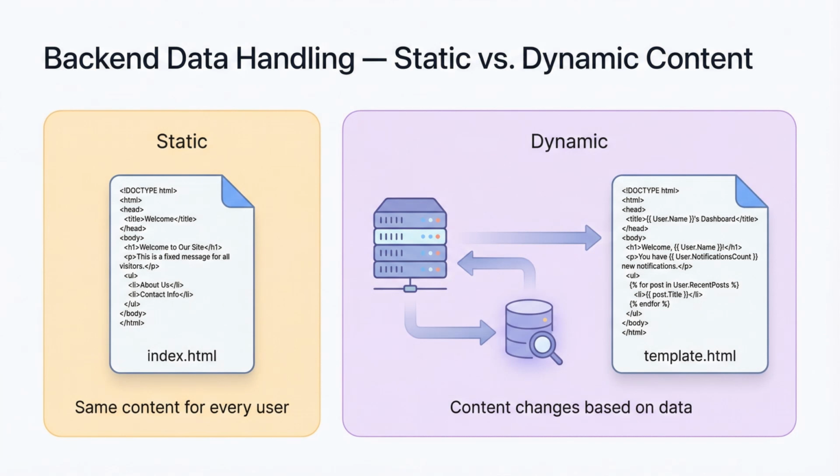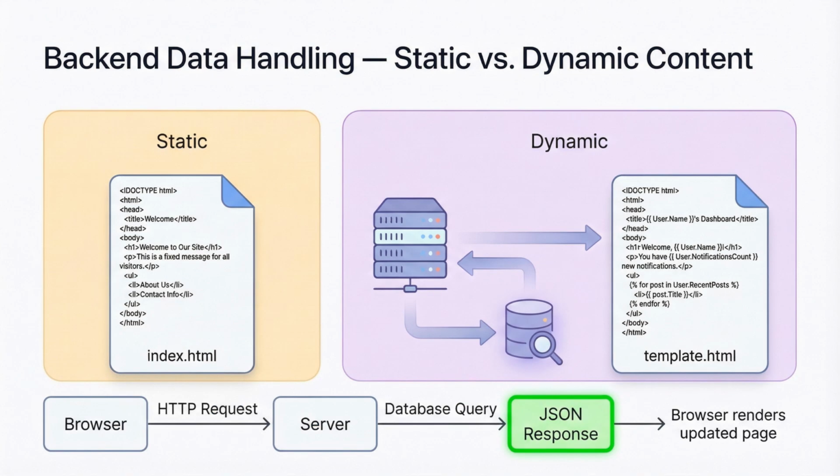Now let's shift to the bigger picture, how data flows between the front end and the back end. Static content means the HTML is fixed. Every user sees exactly the same thing. Dynamic content, on the other hand, is generated on the server based on data, often pulled from a database. This is the foundation of modern web applications. When you log into a website and see your name, your profile, your orders, that's dynamic content powered by back-end logic. Here's how that flow actually works in practice.